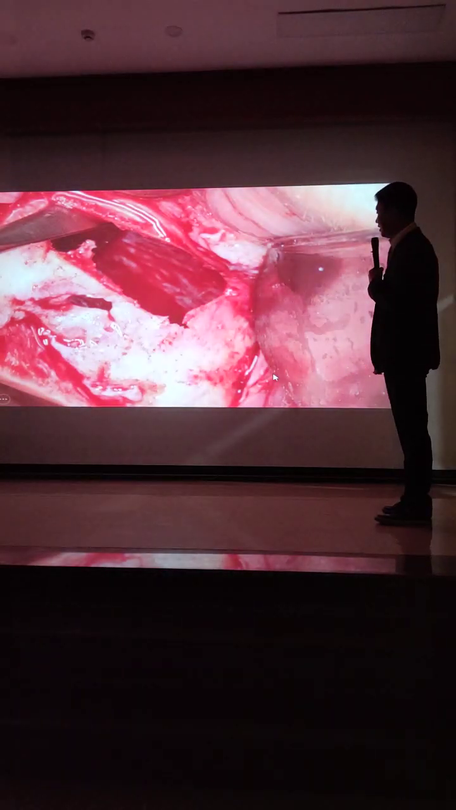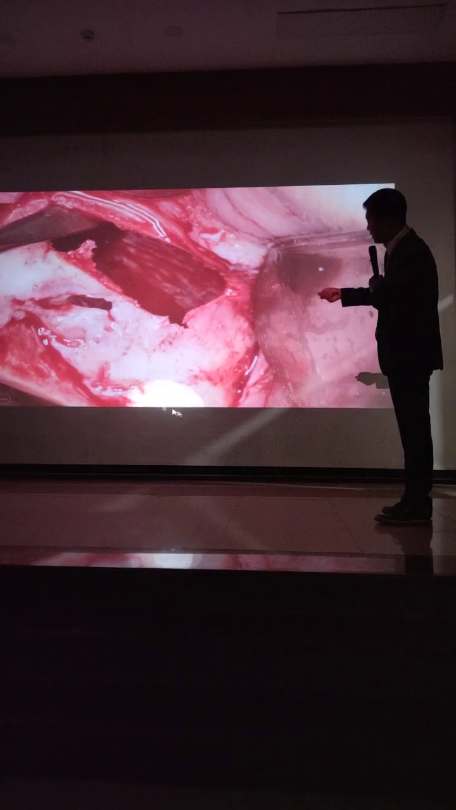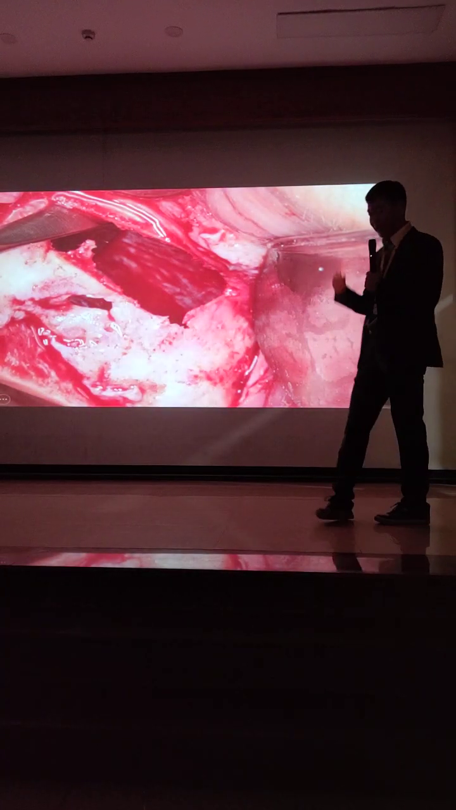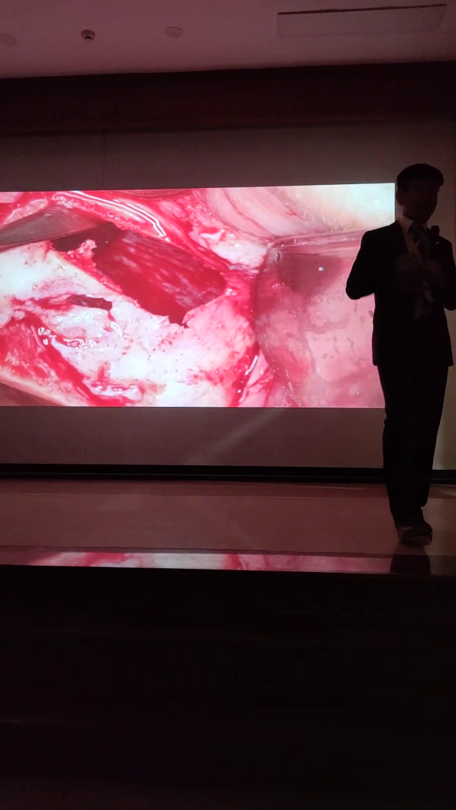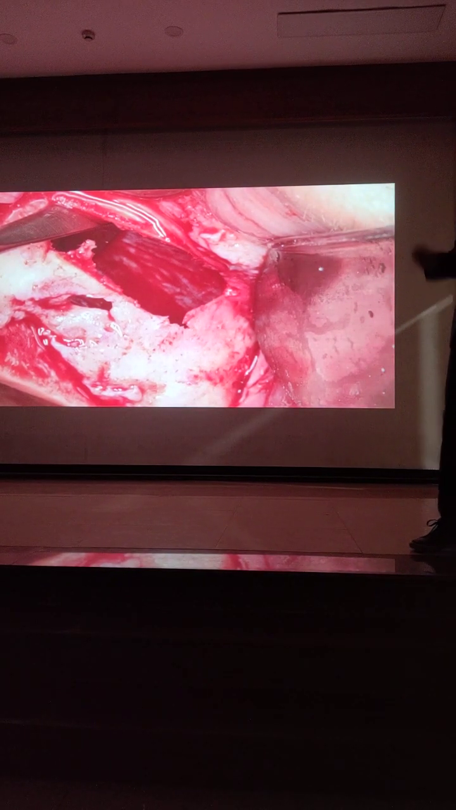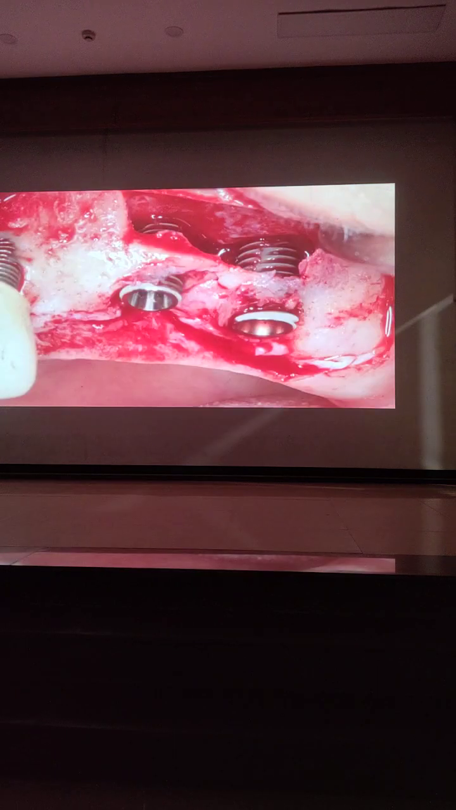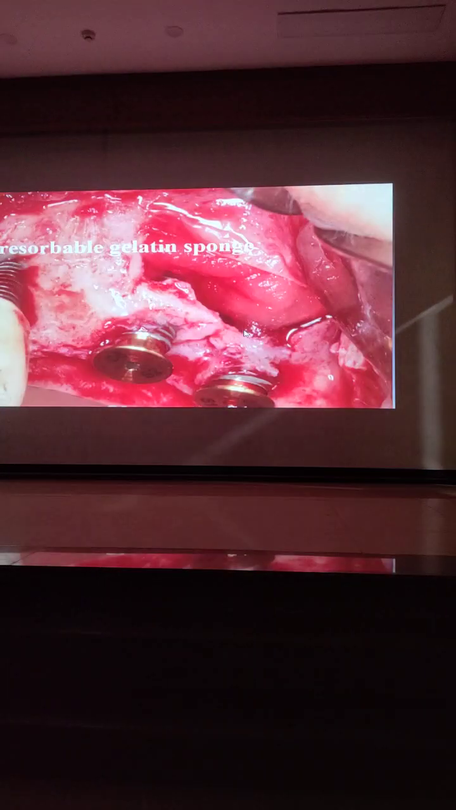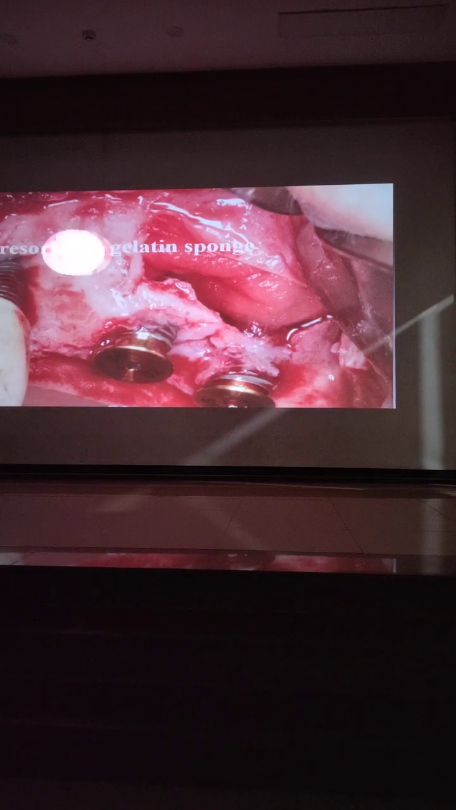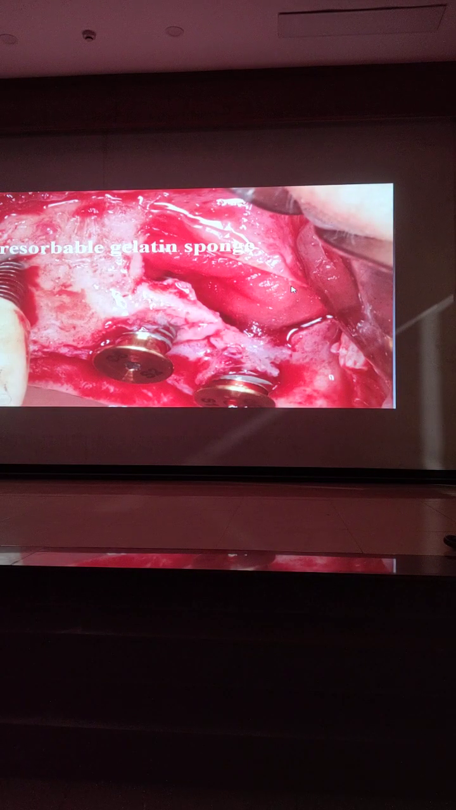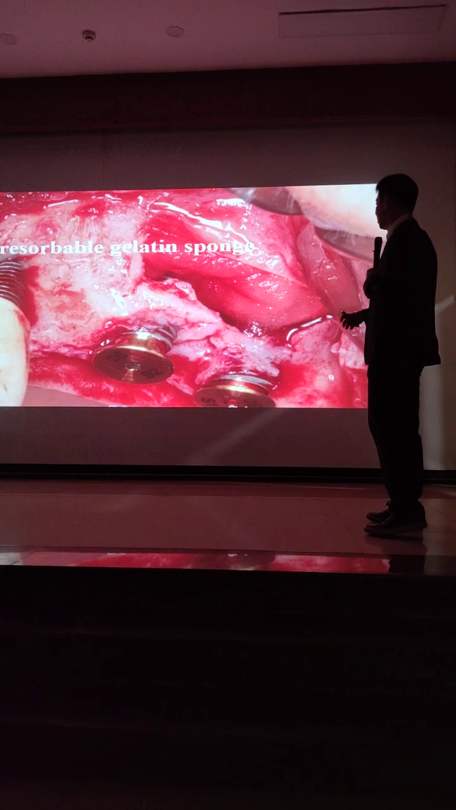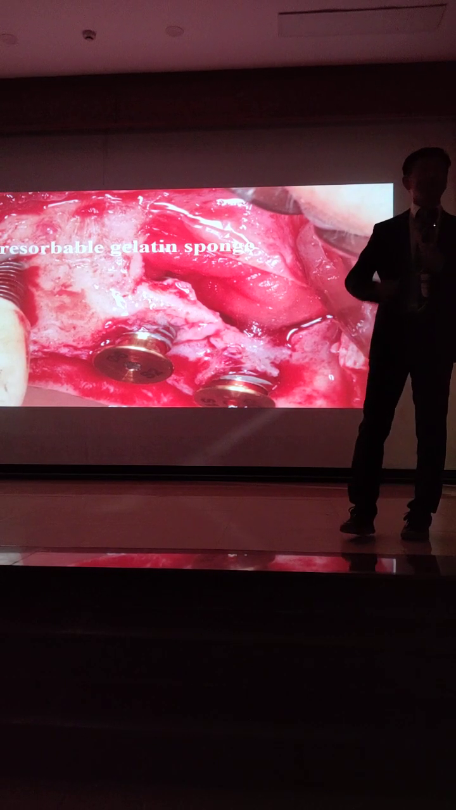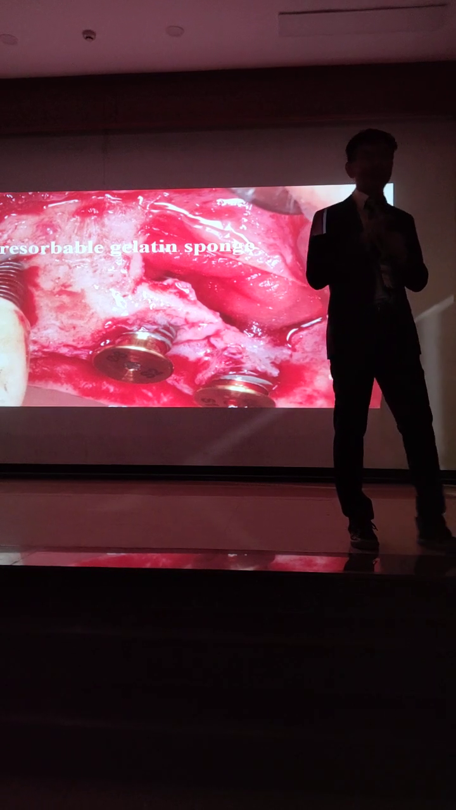The sinus mucosa was elevated. Make sure to expose the medial nasal wall of the sinus cavity in order to get maximum blood supply into the compartment under the elevated sinus mucosa. I placed two implants at the same time, and for the repair of the mucosal perforation, a resorbable gelatin sponge was placed.